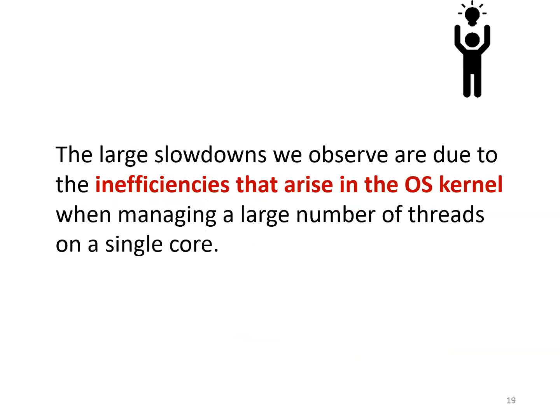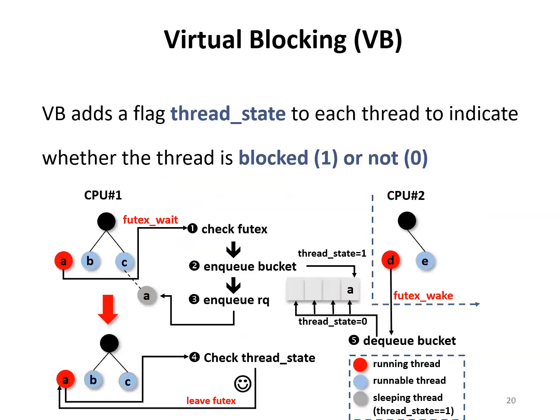The large slowdowns we observe are due to the inefficiencies that arise in the OS kernel when managing a large number of threads on a single core. To enable efficient thread oversubscription, we present two OS mechanisms. The first, virtual blocking, is a new method for implementing blocking synchronization in the OS kernel.